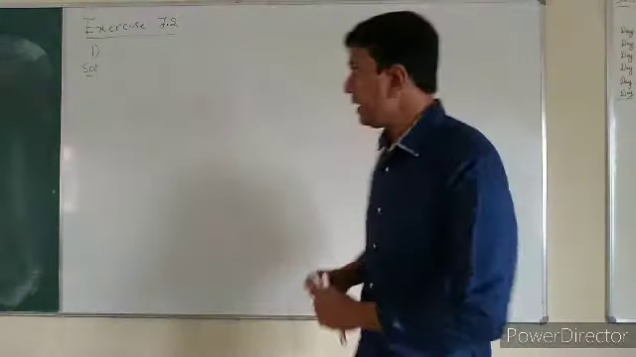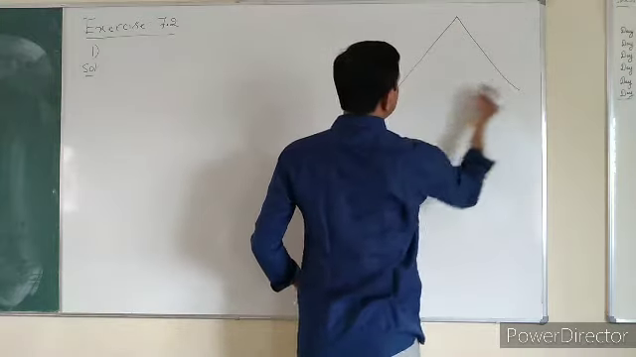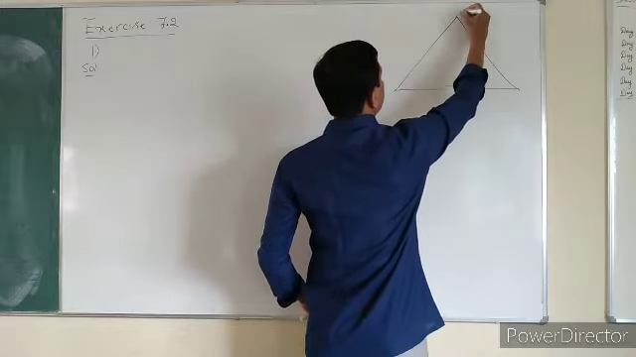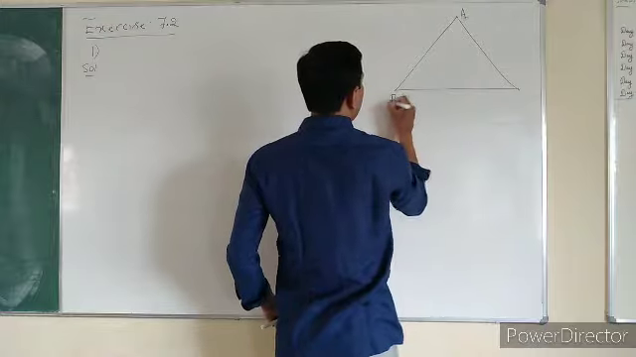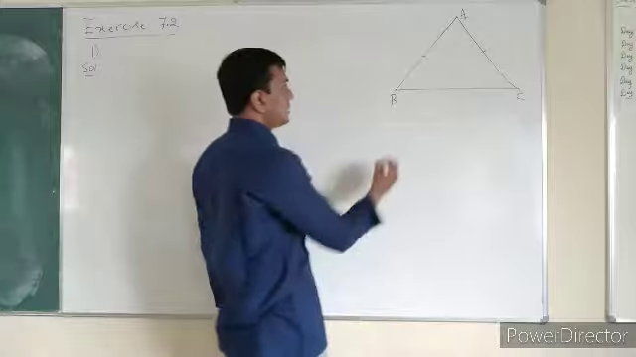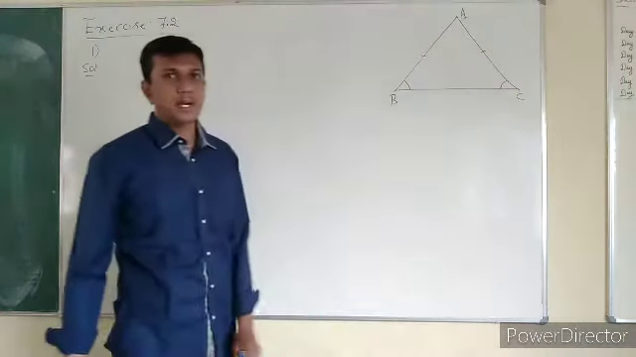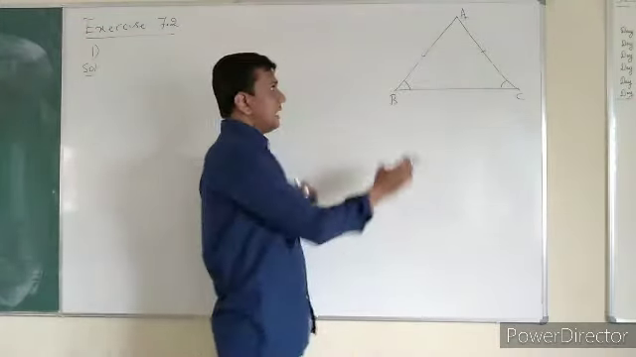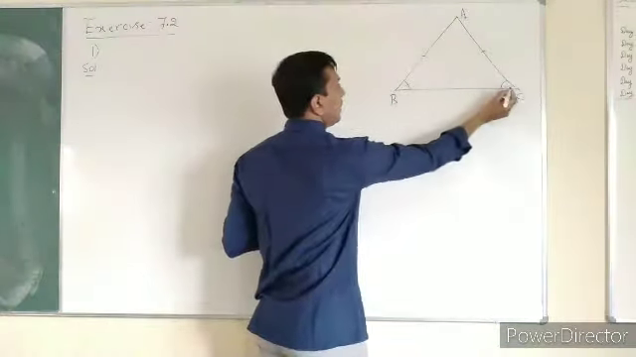So what we have to prove here? He has taken one isosceles triangle where AB equals AC. Next, we know that in an isosceles triangle, from theorem 7.2, if any two sides are equal, the angles opposite to those sides are also equal. That means these two are equal now.